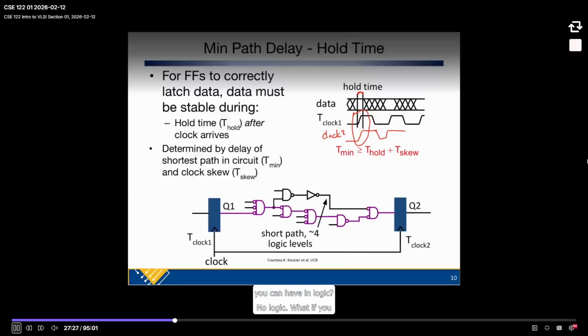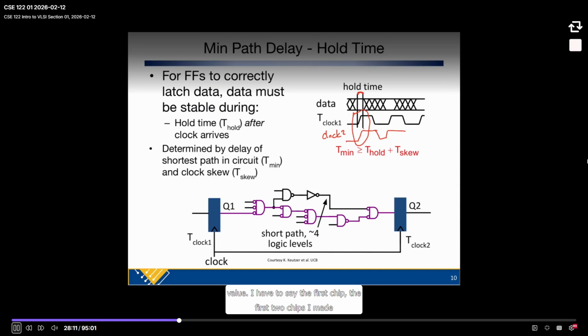Now, think about it. What is the fastest path you can have in logic? No logic. What if you have a flip-flop going to a flip-flop? There's no logic between it. Why would you have that in a design? Synchronizer, shift register. There's a lot of reasons you could have it. It could be technically a shift multiplier, right? It can be useful. So you can have a flip-flop to flip-flop path, no logic, and a short wire. That's the worst possible case. If you have any skew there, then you'll have a hold violation, and you may capture the value too early and get the wrong value.